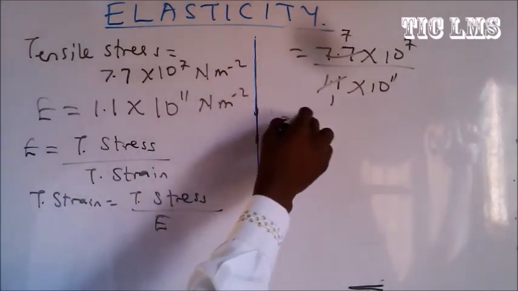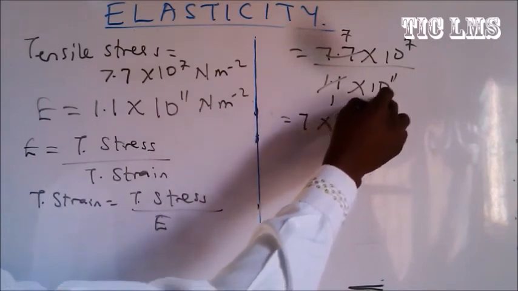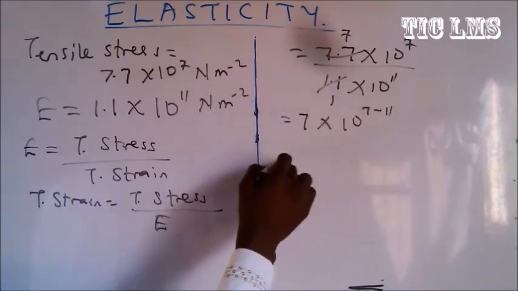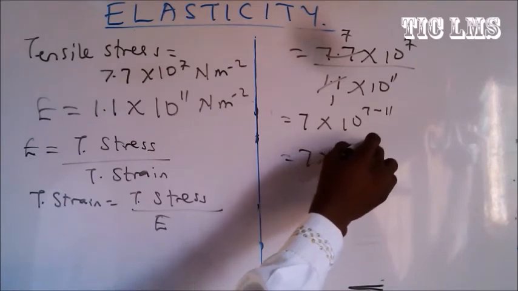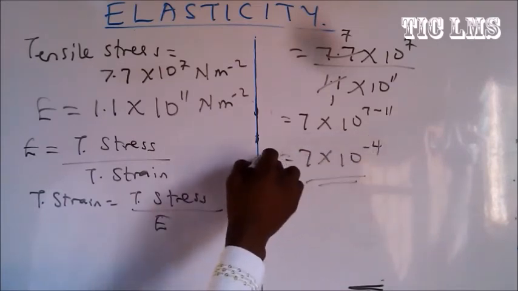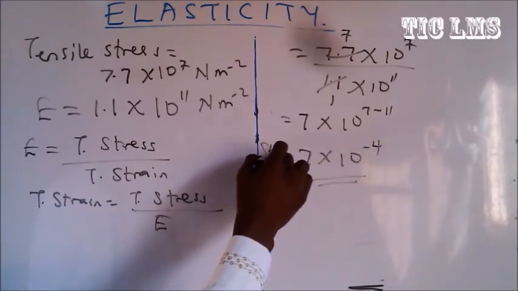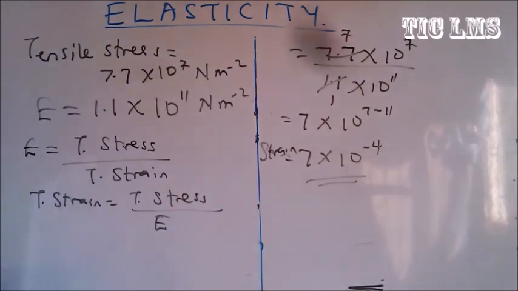So we have 7 times 10 raised to 7 minus 11. So 7 times 10 to the power of minus 4. That is the value of our tensile strain. You know that tensile strain does not have any units.